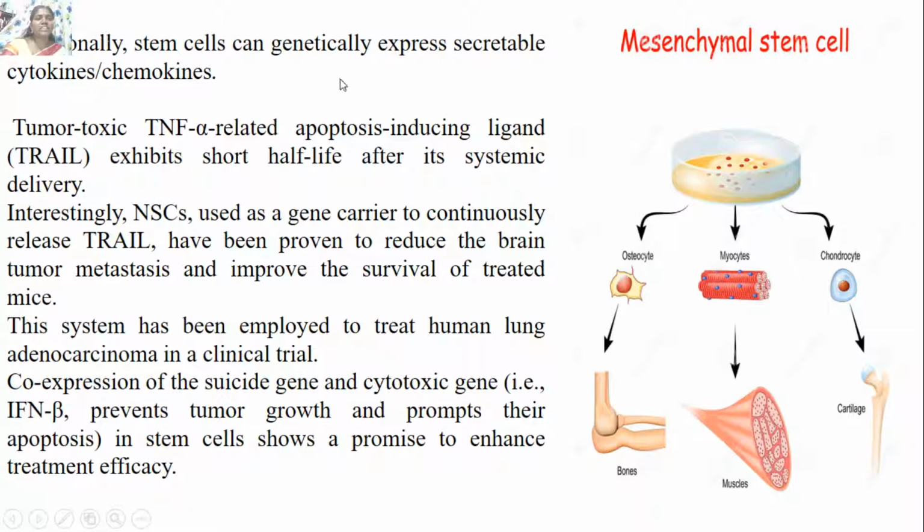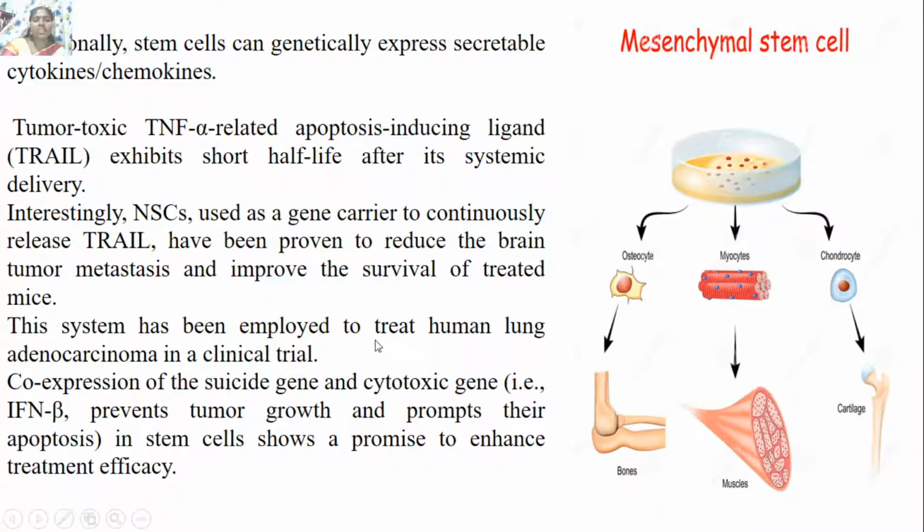Additionally, stem cells are genetically engineered to express secretable cytokines and chemokines. The tumor toxic tumor necrosis factor related apoptosis inducing ligand, also called TRAIL, exhibits a short half-life after its systemic delivery. Interestingly, neural stem cells used as a gene carrier to continuously release this ligand have been proven to reduce the brain tumor metastasis and improve the survival of treated mice. It is observed in the mice.